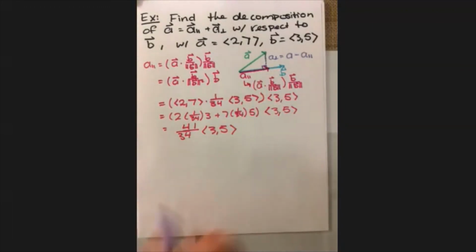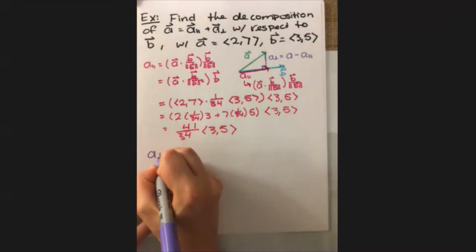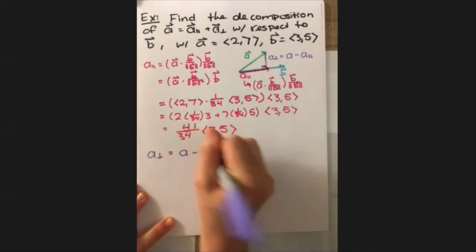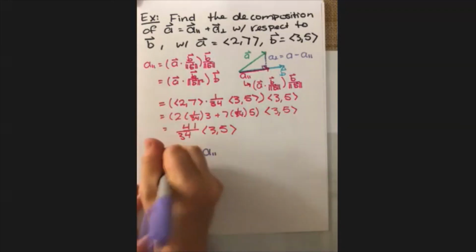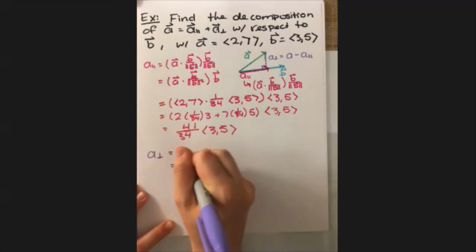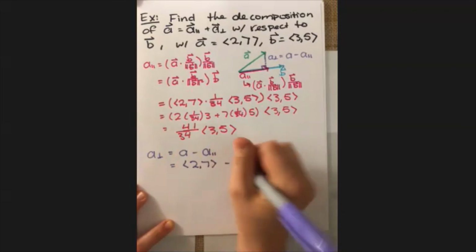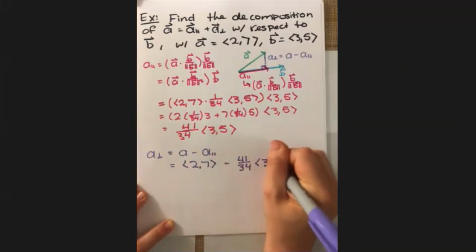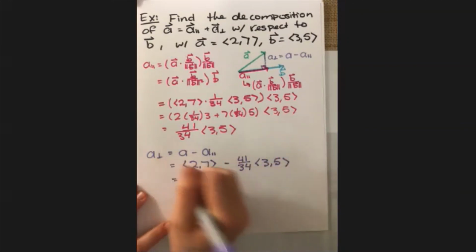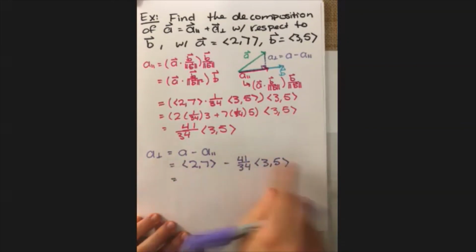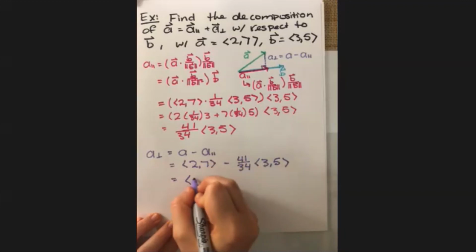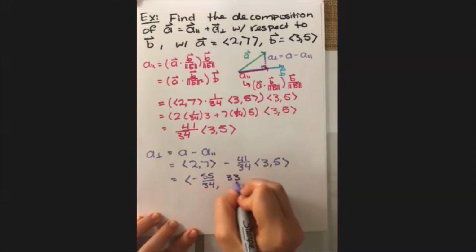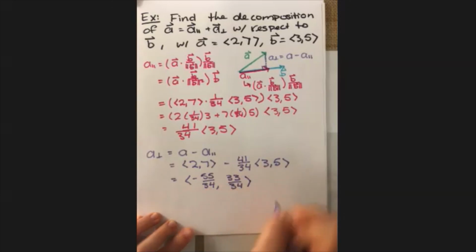Now we've got to find our second piece of this decomposition, which is the perpendicular or orthogonal part, and that's given by A minus its parallel part. Plugging the values in that we have, it's 2, 7 minus 41 over 34 times 3, 5. Doing all that computation and simplifying it down, you're going to get negative 55 over 34, and then 33 over 34 for the second component there.